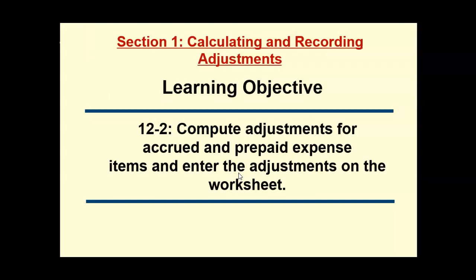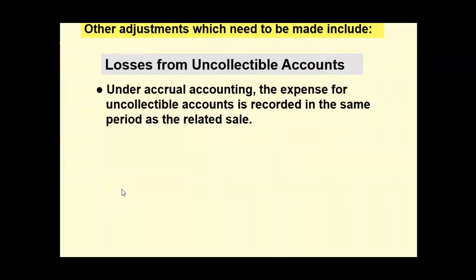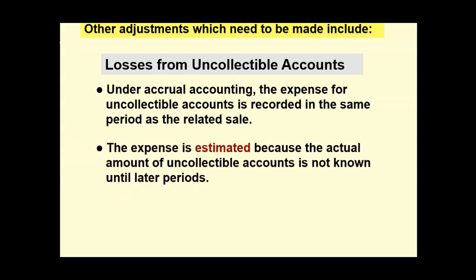Let's look at some other type of adjustments we'll have to make at the end of the accounting period, what we call accrued expense adjustments, as well as prepaid expense adjustments. Think about companies that provide services or sell products on account, meaning that they sell these products or services now and will be paid later.